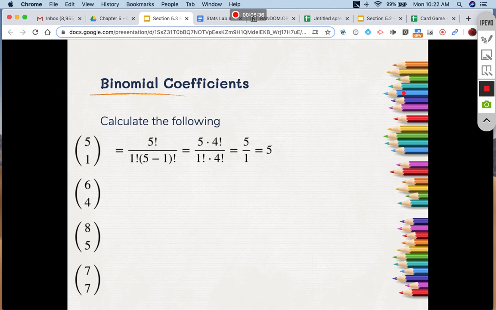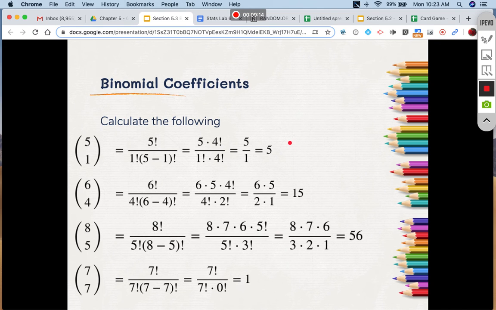Five choose 1 is 5 factorial over 1 factorial times 5 minus 1 factorial. So that should give you 5. Now 6 choose 4: 6 factorial over 4 factorial times 6 minus 4 factorial. You notice right here, this is where we're taking advantage of the 6 factorial being 6 times 5 times 4 factorial, so I can cancel out the 4 factorials. So we don't always have to calculate all those numbers. That kind of helps when we're doing this by hand.